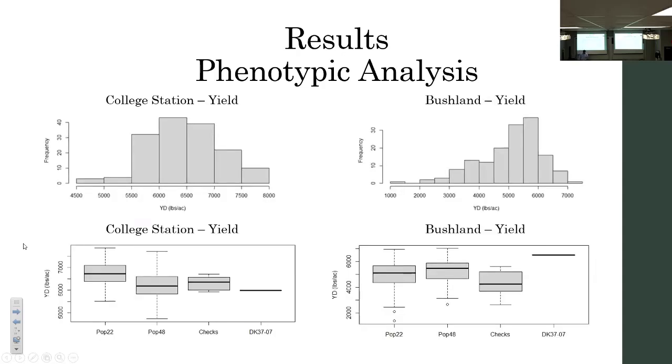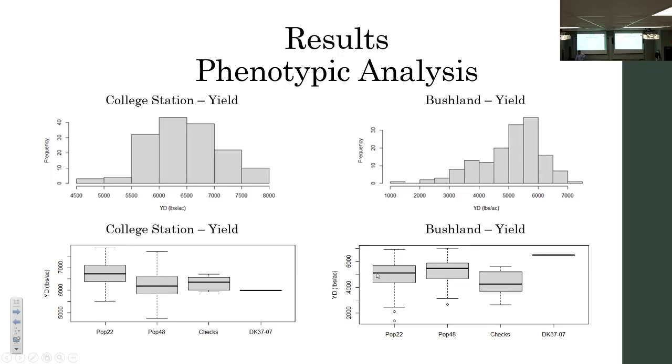So just to visualize the BLUEs, you can see the distribution of yield from College Station and Bushland. But then something to note here is comparing the populations down below. On the left, you have the two introgression populations. So these are the distributions of BLUEs for one introgression population and the other. And then this is the distribution for our checks. And then on the right, you have the BLUE for DK3707, which is an industry hybrid. And it should be noted here that in College Station and in Bushland, there are individuals that outperform our checks. So this is what we're wanting to see here, right?